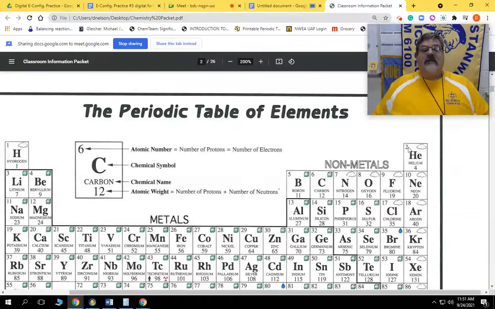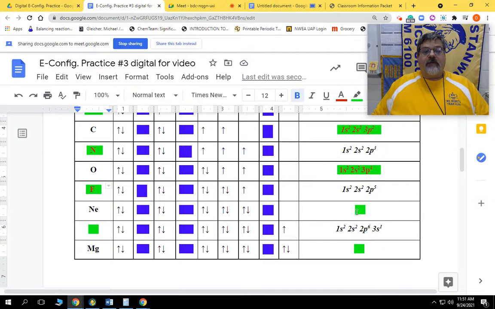It is 10. So we're going to end with 1s2, 2s2, these two, 2p6, and that should equal 10. So we're going to do 1s2, 2s2, and then 2p6. And again, when I add those up, I have 6, 7, 8, 9, 10. Looks good. So far, so good.